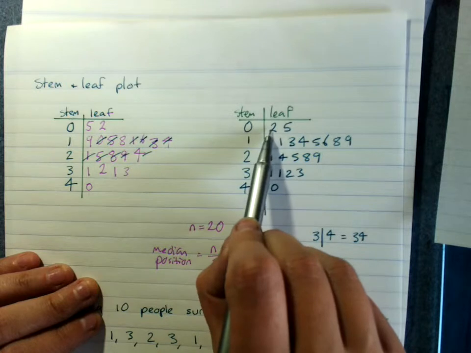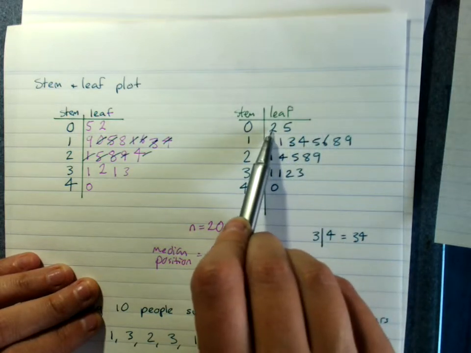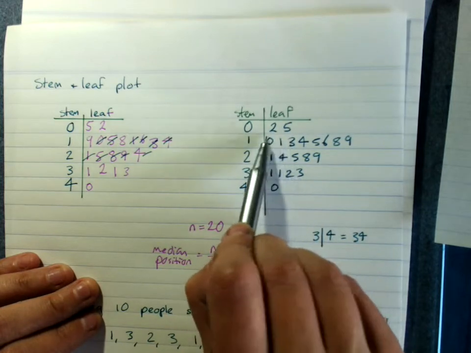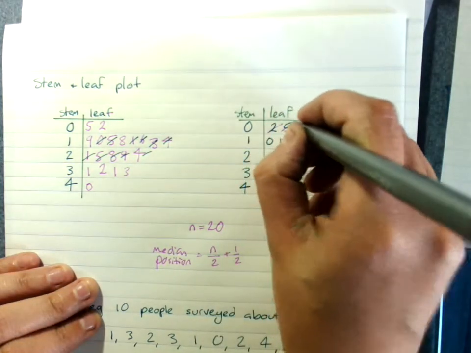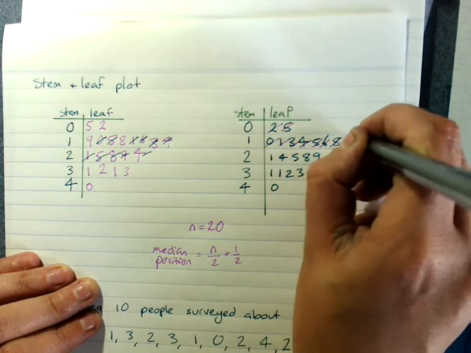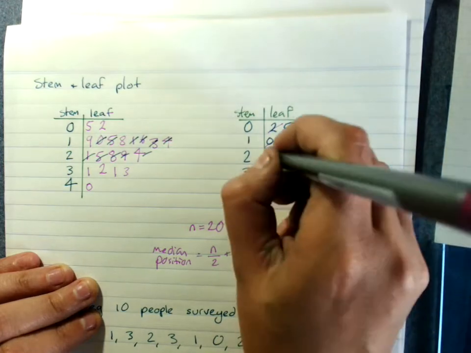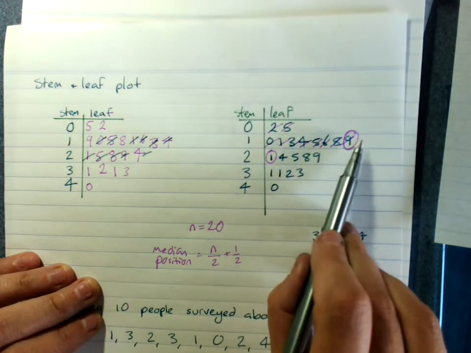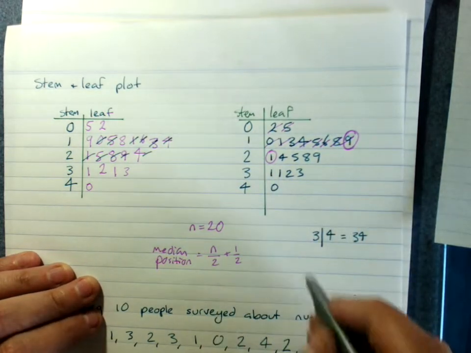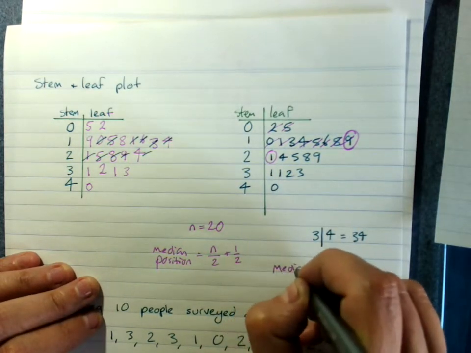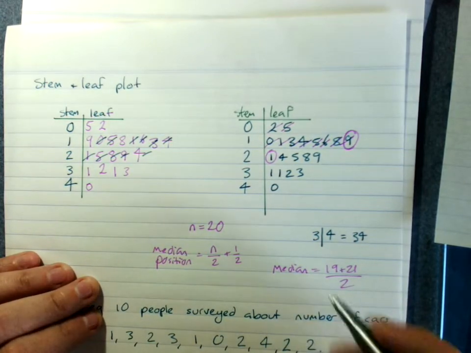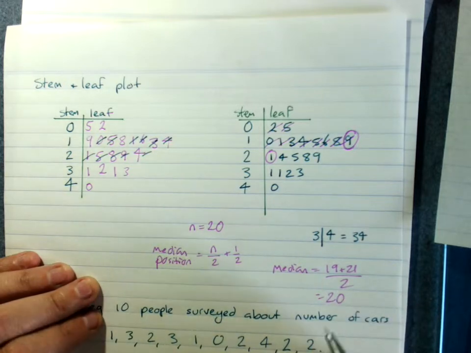So you count out. Remember, smallest to largest. 2, 5, 0, 1. Like counting out like this. You can cross them off if you want. So that's 2 scores, 3, 4, 5, 6, 7, 8, 9, 10. There's the 10th score. There's the 11th score. They are not 9 and 1. It is 19 and 21. So your median is 19 plus 21 over 2. The average of 19 and 21, which is, of course, 20.